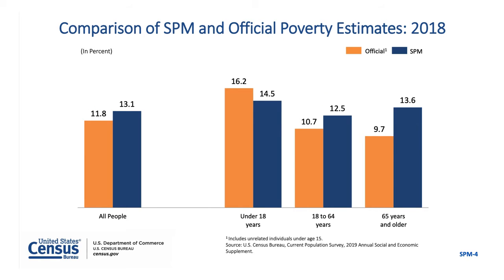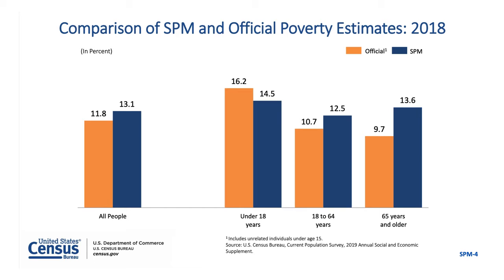But here's what I think is even more important about the SPM. So look at what happens to the poverty rate for particular age groups. Under the SPM, poverty among children is actually lower than we thought it was. Still very high by international standards, but not quite as bad as we thought. And look at what happens to the elderly poverty rate.